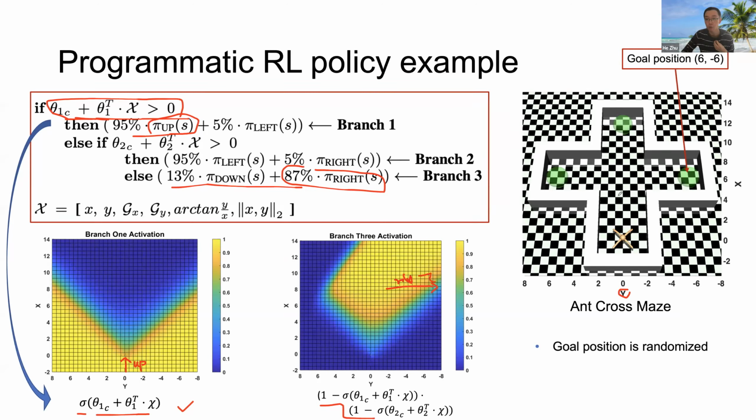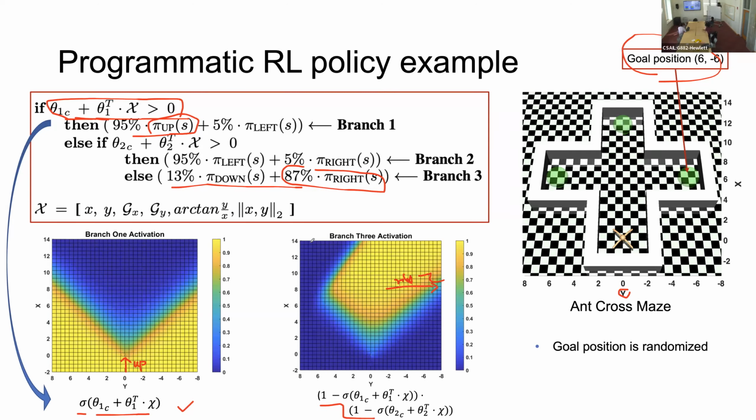On the right, we draw the activation graph specific to the goal position where x is 6 and y is -6. And this shows why the program is interpretable. Based on the Boolean condition, we switch different primitive functions in order to make an up and a right curve in order to reach the goal.